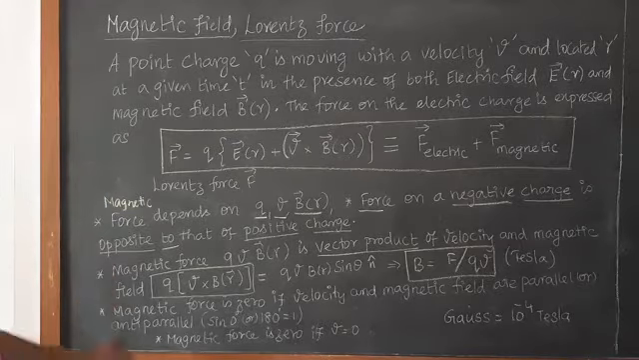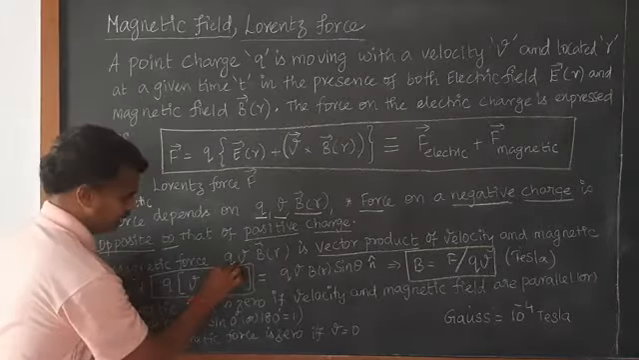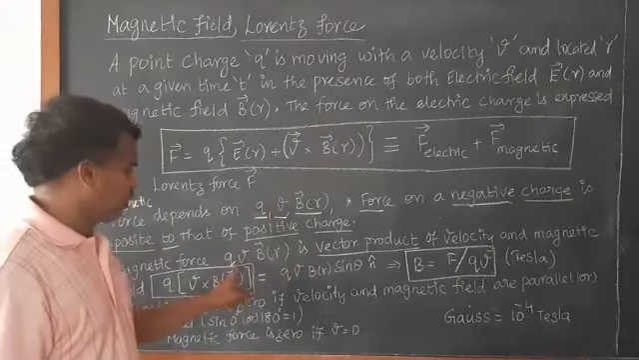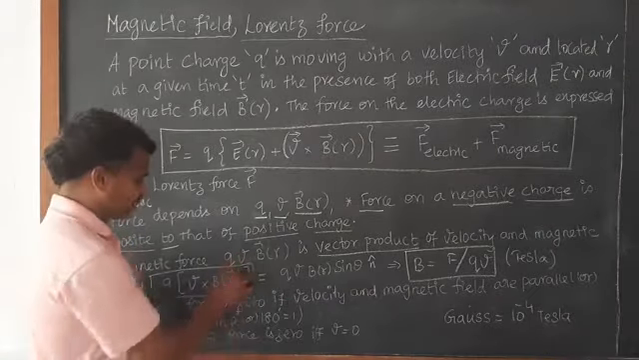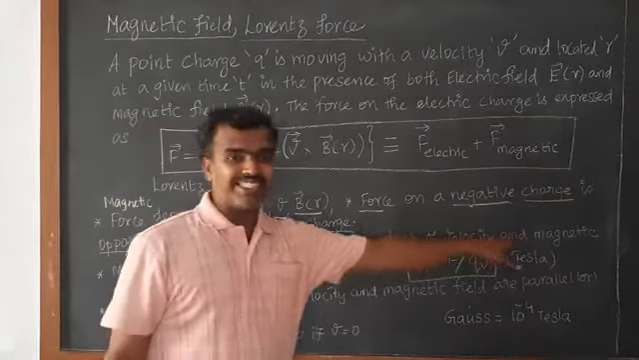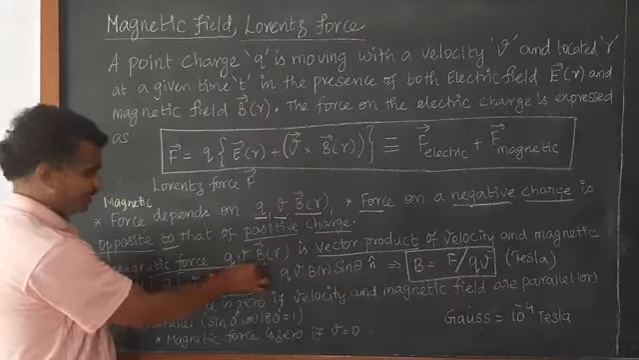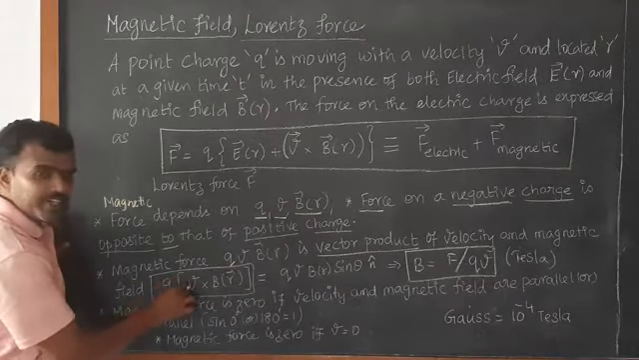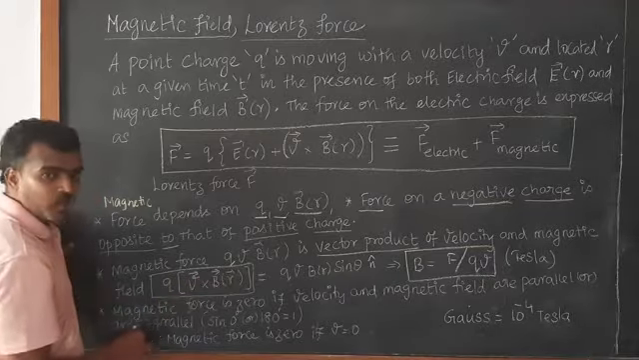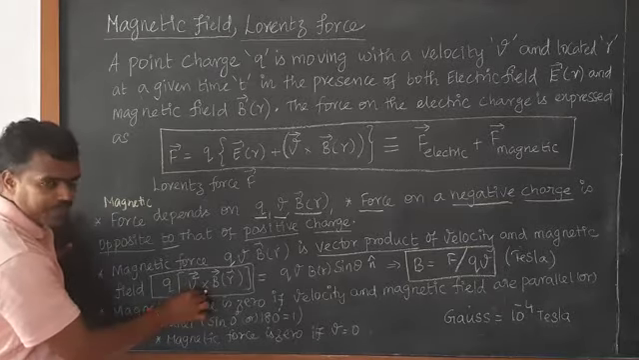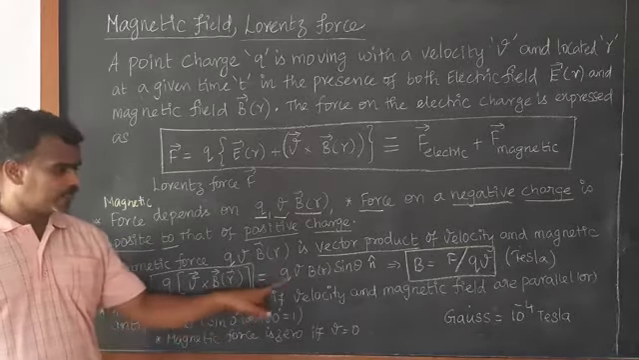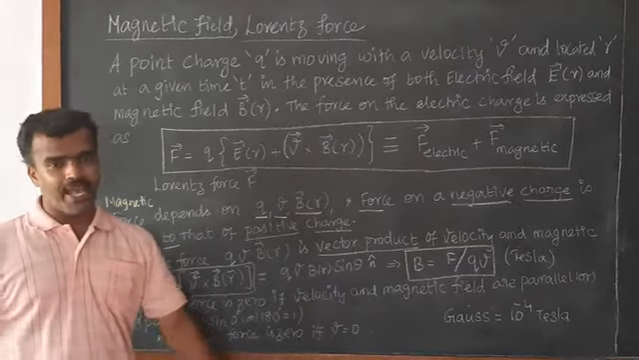And the second one, the magnetic force Q V B of r is a vector product. Only this V and B is a vector product. It's the vector product of velocity and magnetic field. This is velocity, this is magnetic field. So we can write Q bracket V cross B of r. V is a vector, B is also a vector, so it is a vector product of velocity and magnetic field. We can write this vector product as Q V B of r sin theta n cap.